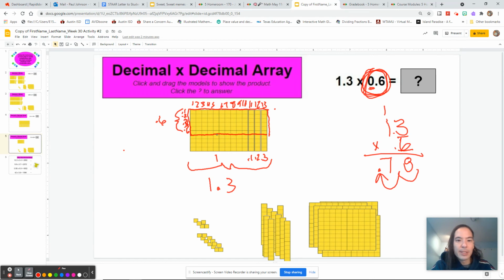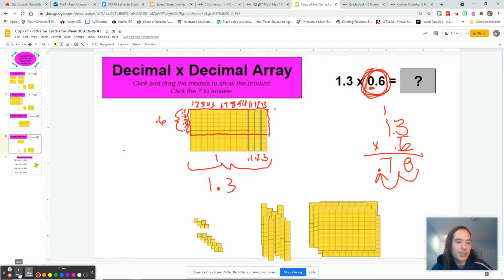So we had 6, 12, 18, 24, 30, 36, 42, 48, 54, 60, 66, 72, 78, right? So 13 groups of 6 is 78. So 1 3/10 times 6/10 is 78 hundredths, right? So inside this box right here is 78 hundredths. All right, one last page.